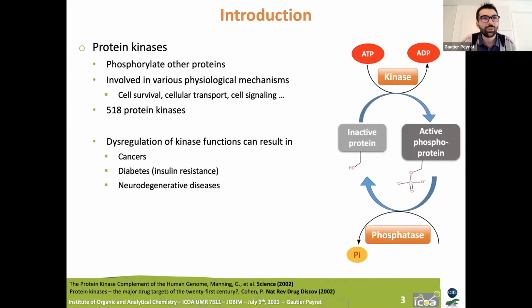I said that it was developed on protein kinases. Protein kinases are proteins that phosphorylate other proteins. They are involved in various physiological mechanisms like cell survival, cellular transport, and cell signaling. In humans, there are 518 protein kinases. Any dysregulation or malfunction of those proteins can result in different pathologies, such as cancers, diabetes, or neurodegenerative diseases.